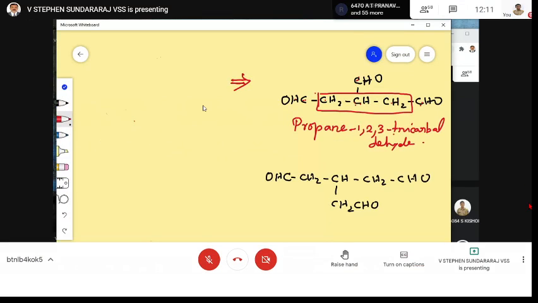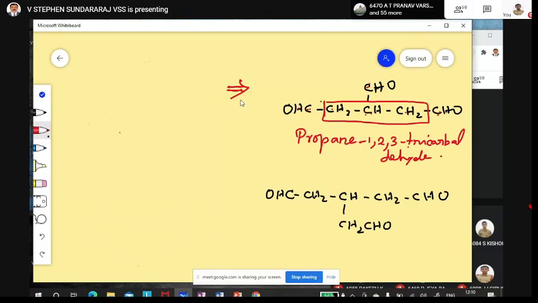I have seen the complete IUPAC name; if time permits, see that. Otherwise, note down here. So many such rules have been covered which are not there in the CBSE textbook. Okay.